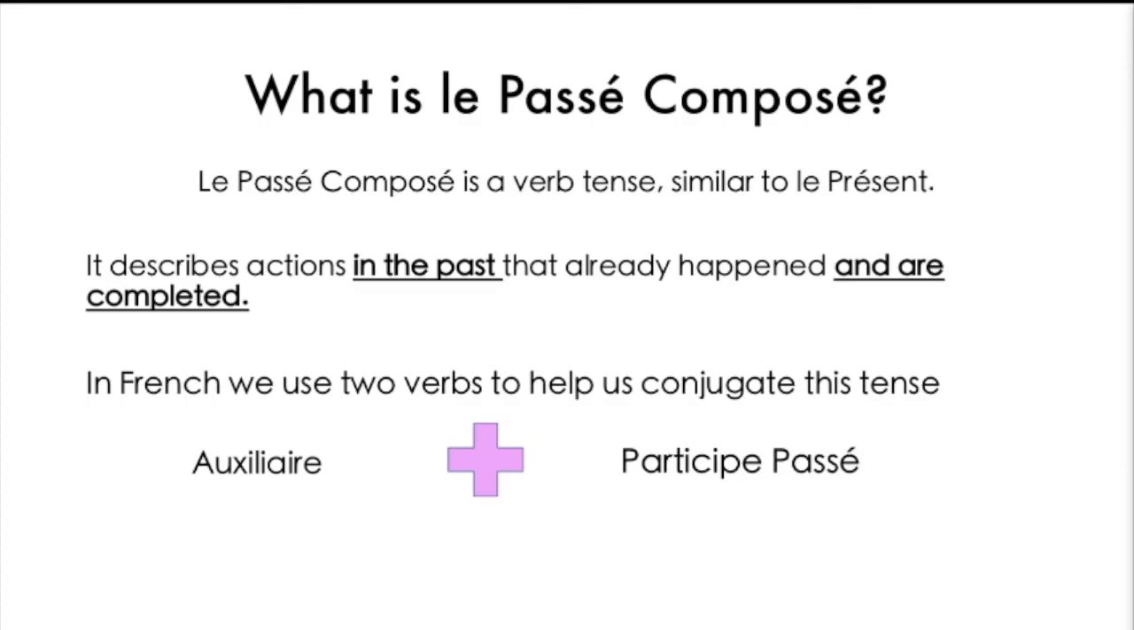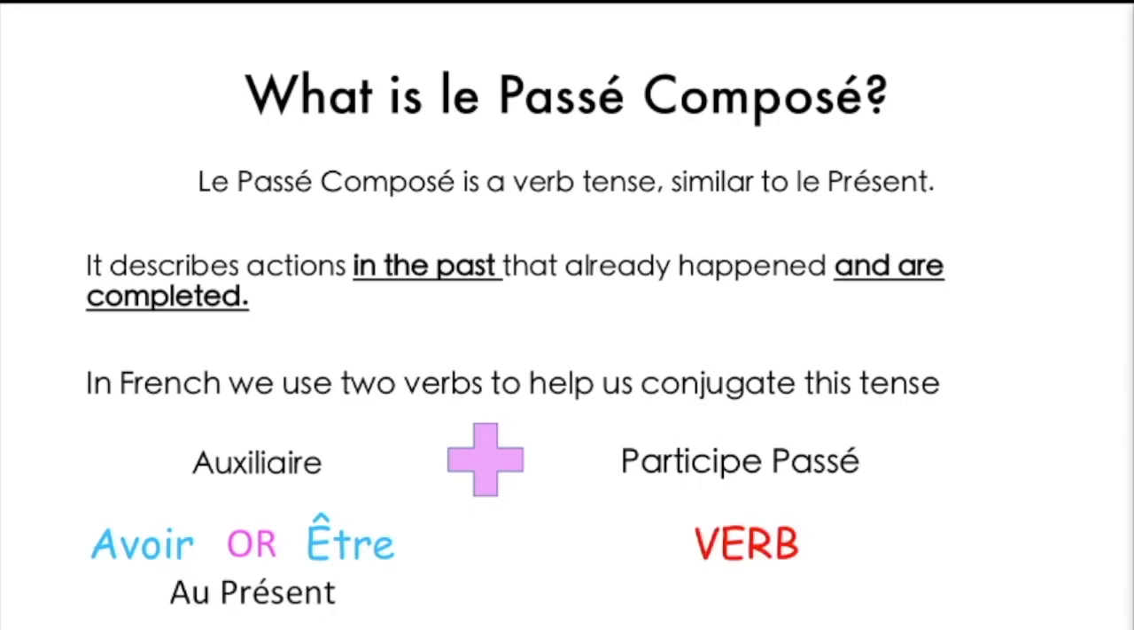For the auxiliaire, we have two choices. We can either use avoir, or we can use être. It's important to remember that we're going to use these verbs in the present tense, au présent. And for the participe passé, like I said, we're going to use the verb. Now, if this looks confusing, don't worry, because this is actually one of the most simple verb tenses to conjugate, and you'll see in just a second.